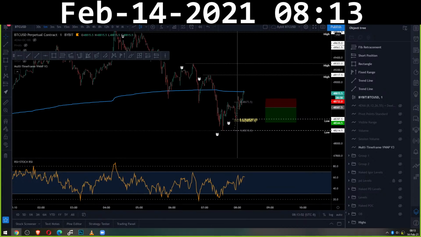I'm trying to decide, do I short right now or not? We just hit the money line. Yeah, I need to start looking for some scalp ideas.